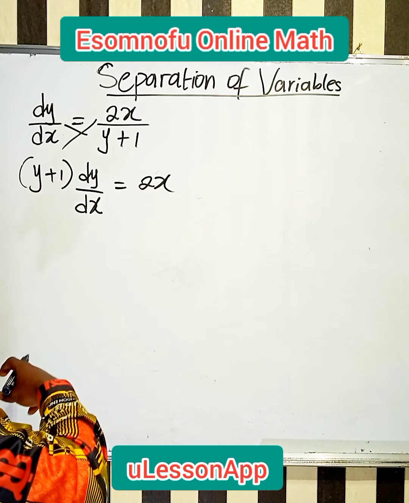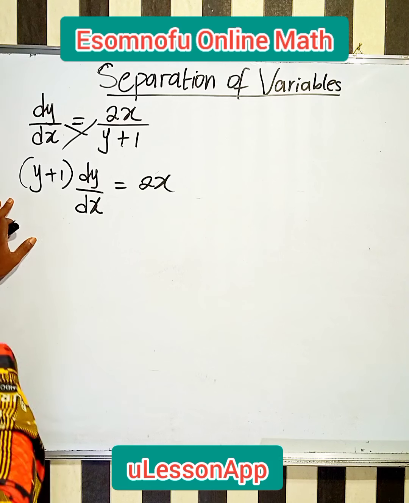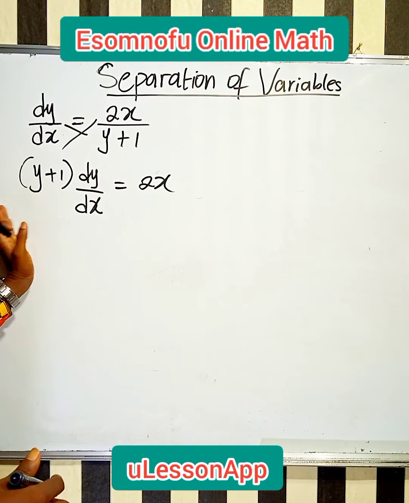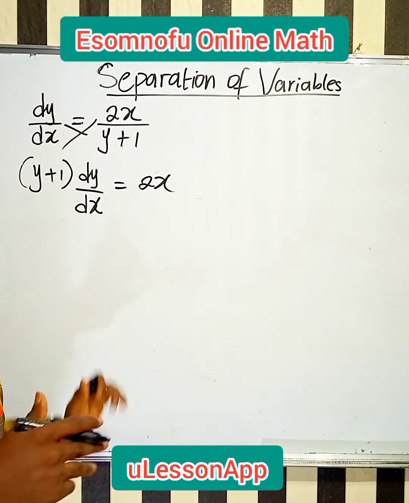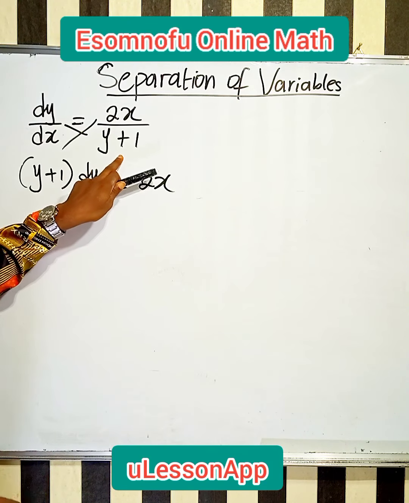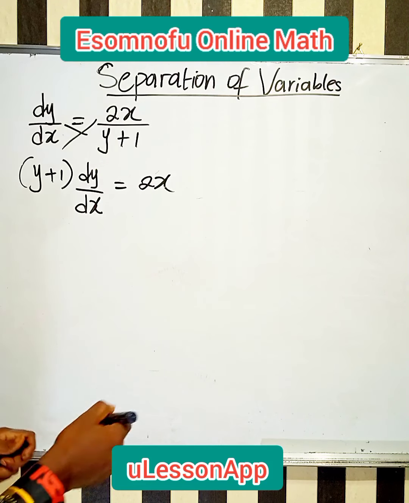Now, the next thing to do here is to integrate both sides, okay? Let us integrate both sides because carefully we have separated y from x. The y is now at the left hand side and x is now at the right hand side. If you don't want to cross multiply, you can multiply both sides by y plus 1 so that this y plus 1 here will be cancelled out.